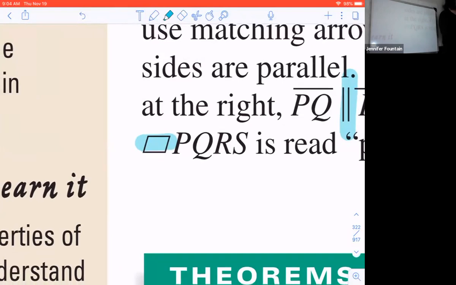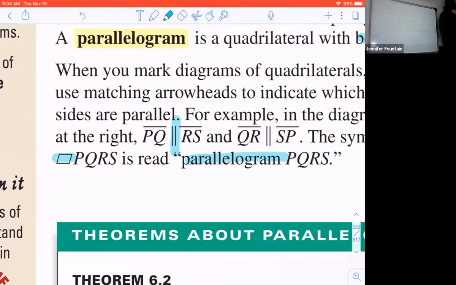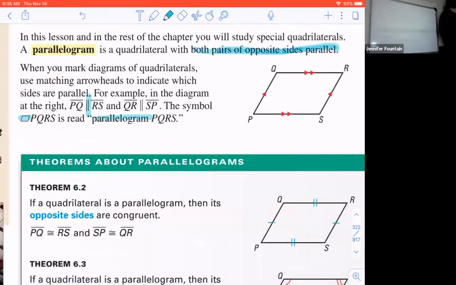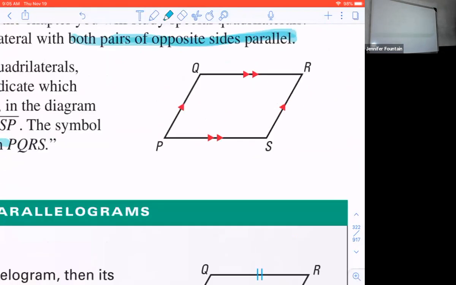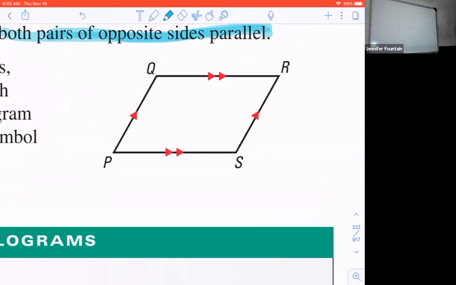Now notice, remember we talked about naming a parallelogram or naming a quadrilateral, and we want to name our letters in consecutive order, okay? So in this particular one, usually you're going to see them named alphabetically. So P, Q, R, S, but I'm going to go in order. If I said S, P, Q, R, that would be fine too, but usually you're going to start and go in alphabetical order consecutively.